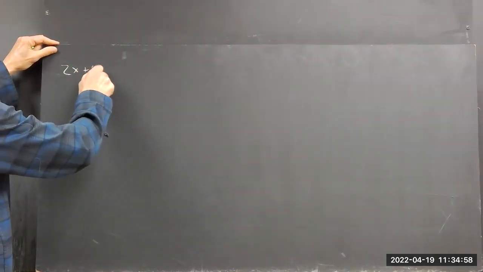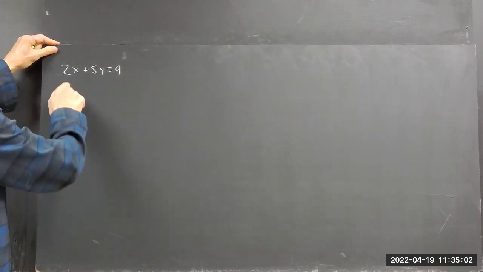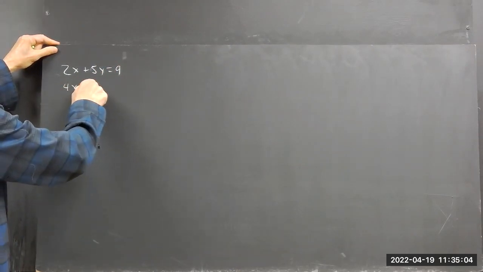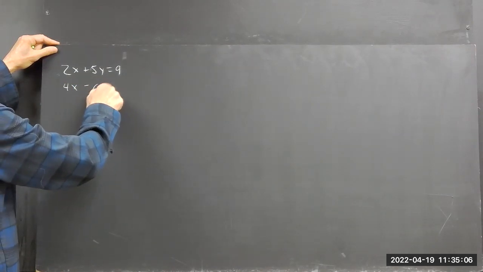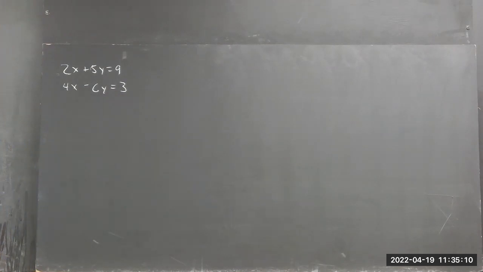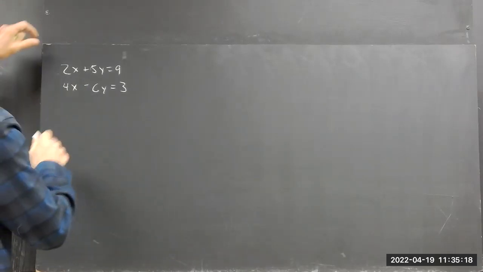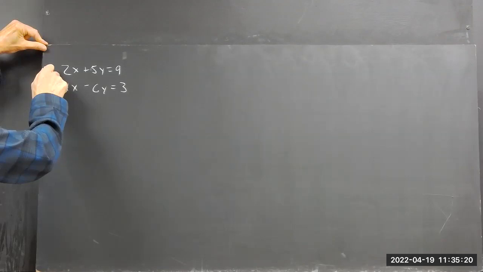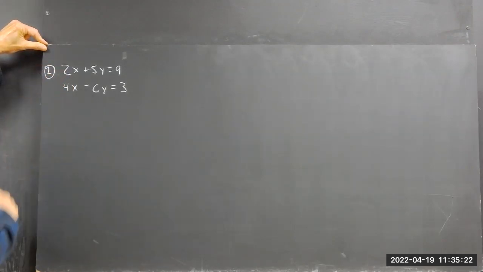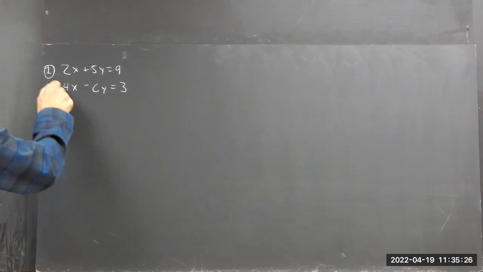Okay, let's go back to our equations: 2x plus 5y equals 9, and 4x minus 6y equals 3. Let's find out what the real solution is. First of all, I'm going to write a 1 here with a circle around it to indicate that this is equation 1 and this is equation 2.